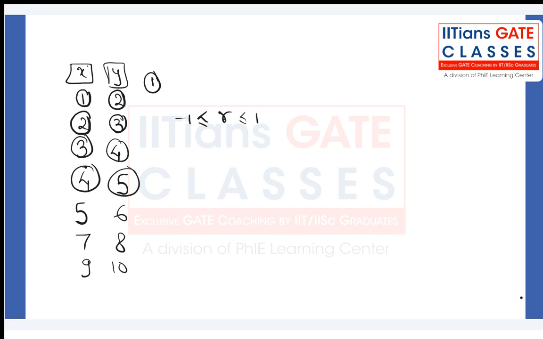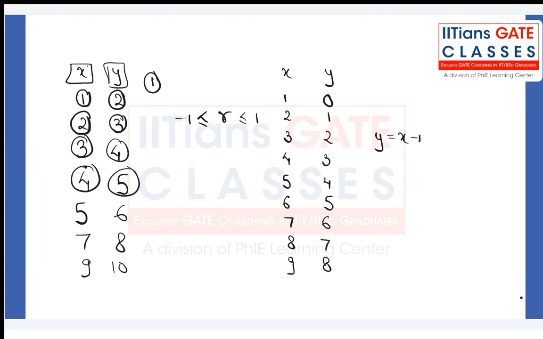Now, what is meant by minus 1? Think of another scenario, x and y. Again, I have 1, 2, 3, 4, 5, 6, 7, 8, 9, and let's say y is something like this. Over here, if you see, y is actually x minus 1. With one increase in the value of x, y decreases by the same amount. y also decreases by 1. So here the coefficient of correlation will be minus 1.